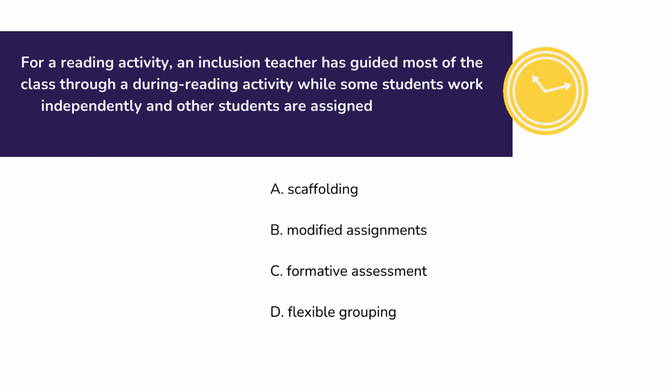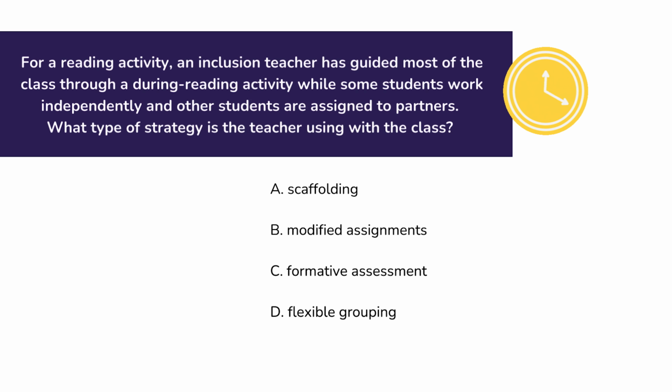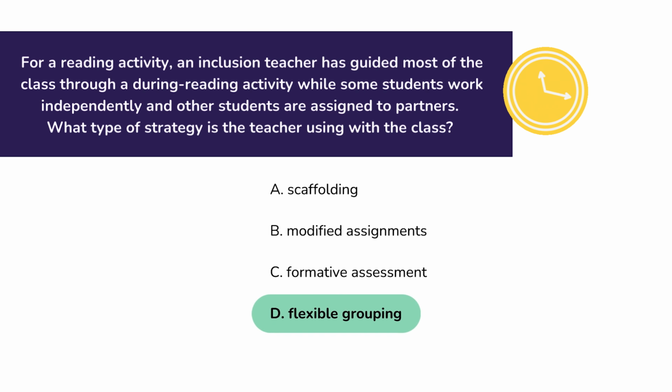For a reading activity, an inclusion teacher has guided most of the class through a during reading activity, while some students work independently and other students are assigned to partners. What type of strategy is the teacher using with the class? Think you know the answer? Great. The correct choice is D. The teacher is using flexible grouping by assessing whole group, small group, partner, and independent work according to the students' needs. Great job. We are halfway there.